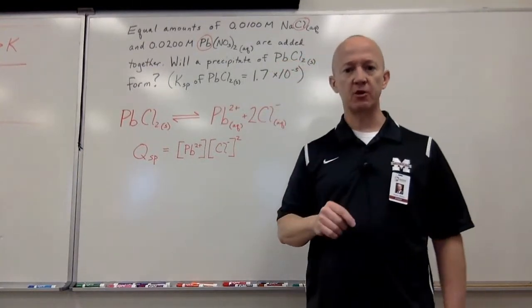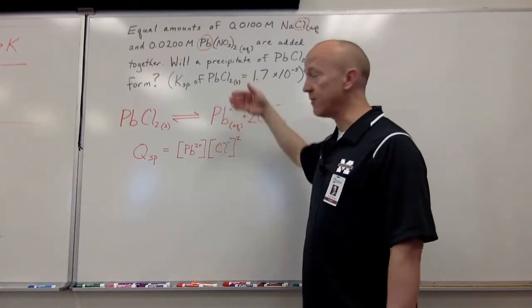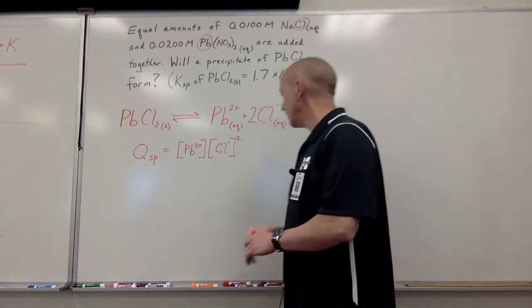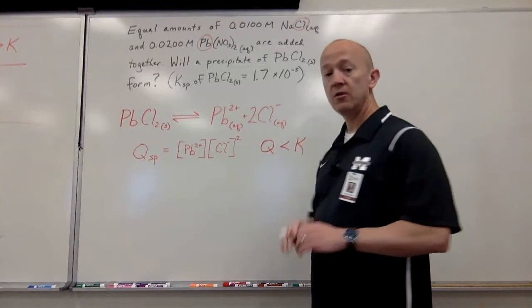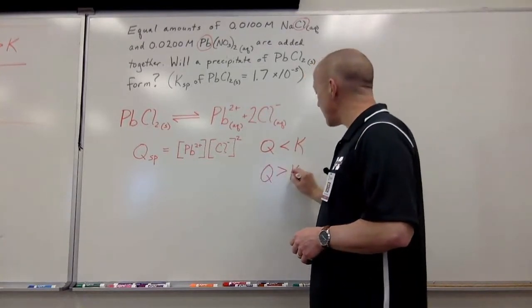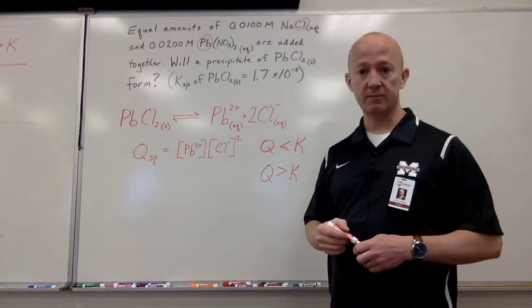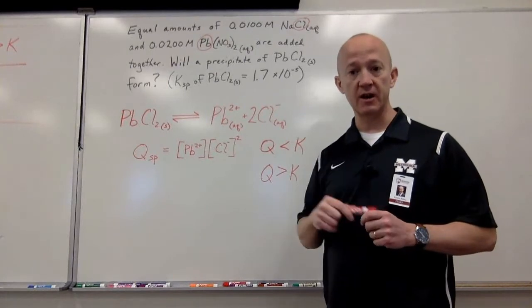Once we solve for Q, we can compare it to the known K value of this reaction. If Q is less than K, no precipitate. But if Q is greater than K, we'll get precipitate. First, let's find out the concentrations of each of these ions.